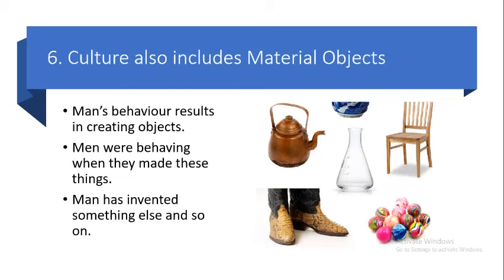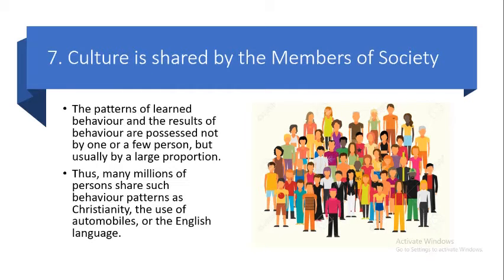Seven is that culture is shared by the members of society. The patterns of learned behavior and the results of the behavior are possessed not by one or a few persons but usually by a large proportion. Thus, many millions of persons share such behavior patterns as Christianity, the use of automobiles, or the English language.